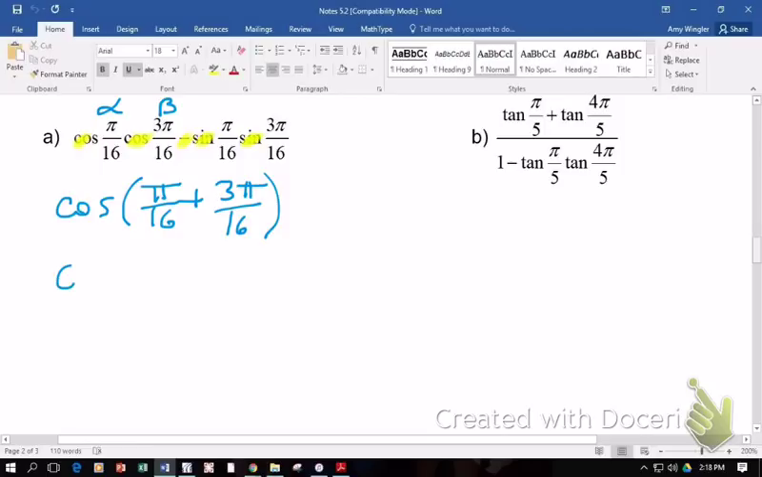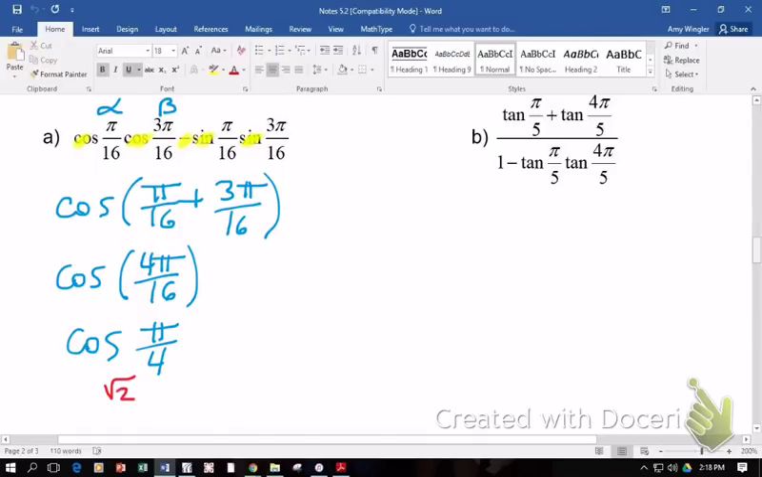1 pi over 16 plus 3 pi over 16 ends up being 4 pi over 16, which reduces to pi over 4. So now that we have a spot on the unit circle that we can go to, we can simplify that, and the cosine of pi over 4 is radical 2 over 2. So that's my final answer.